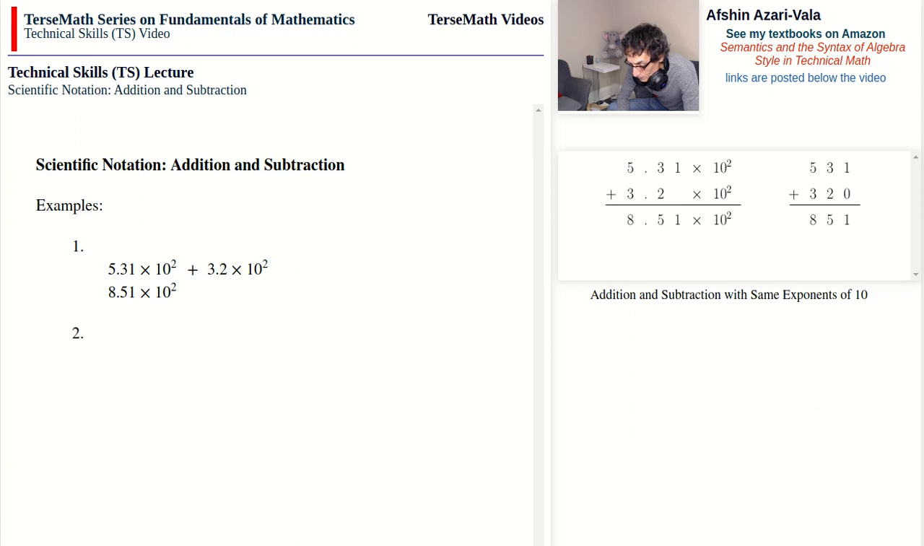Problem number 2. Now this time we are adding and subtracting 3 numbers, and the first one, the leading one, is negative. Negative 9.21 times 10 to the power of negative 3 plus 5.2 times 10 to the power of negative 3 minus 8.5 times 10 to the power of negative 3. So as before, we can perform this, because all the exponents of 10 are the same.